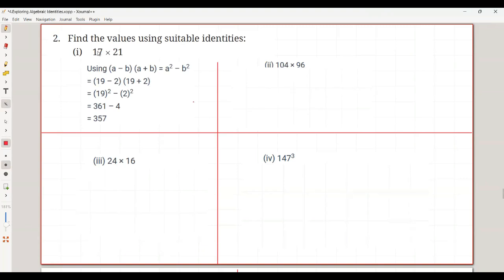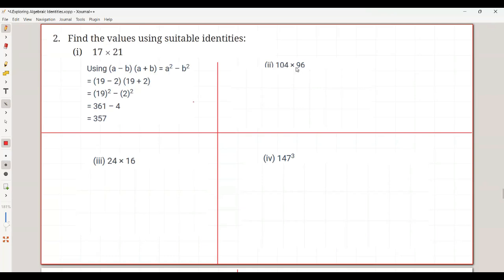How can I write 19 minus 2, 19 plus 2? Okay, 21. So from this, you can just take it as a is equal to 19, b is equal to 2. So formula is a square minus b square. 19 square minus 2 square. 19 square is 361 minus 2 square is 4. 361 minus 4 is 357.